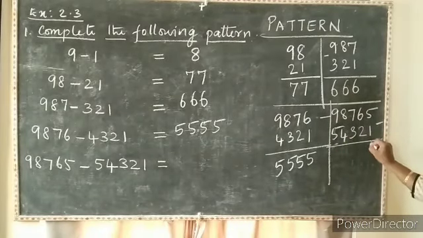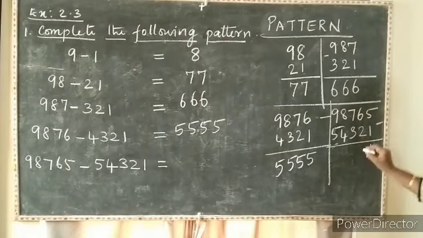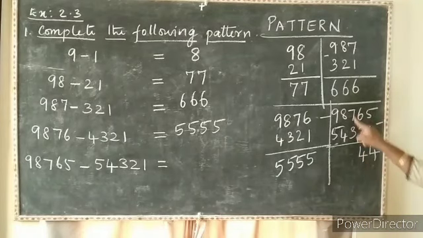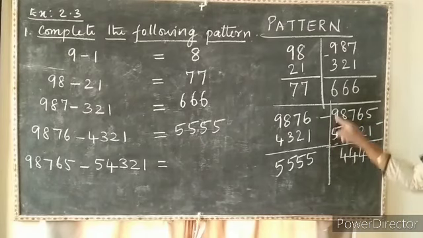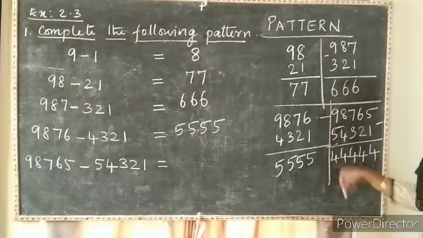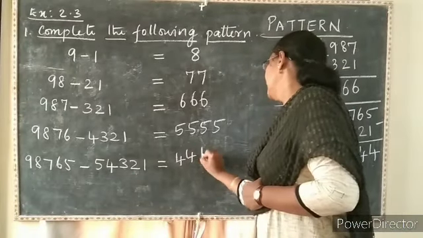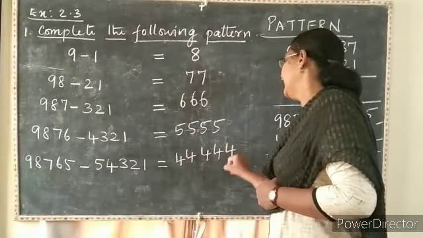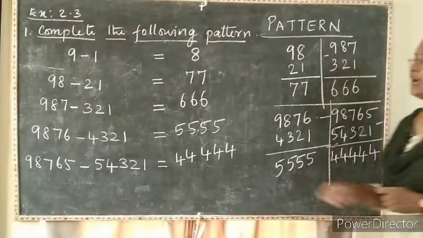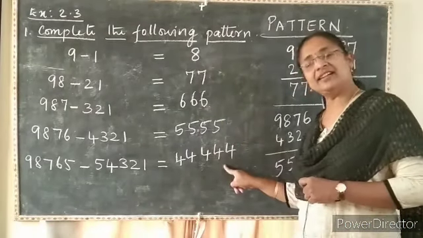5 minus 1 is how much? 4. 6 minus 2 is how much? 4. 7 minus 3 is how much? 4. 8 minus 4 is how much? 4. Again 9 minus 5 is what? 4. Yes or no? So what is the answer? 44,444. Yes or no? Now look into the magic that has happened here.